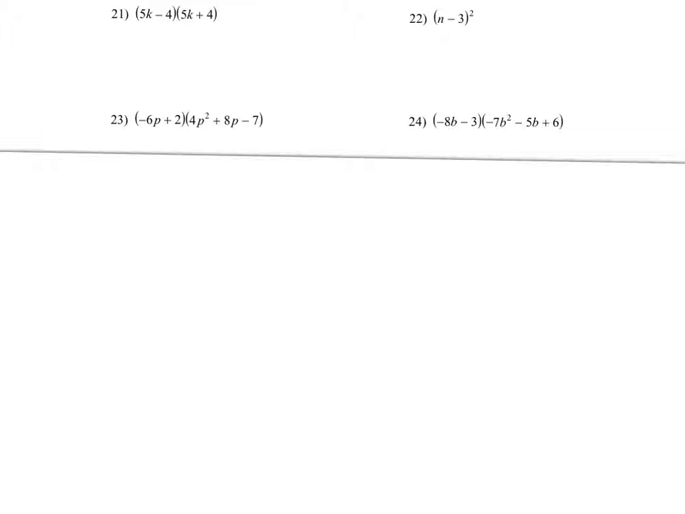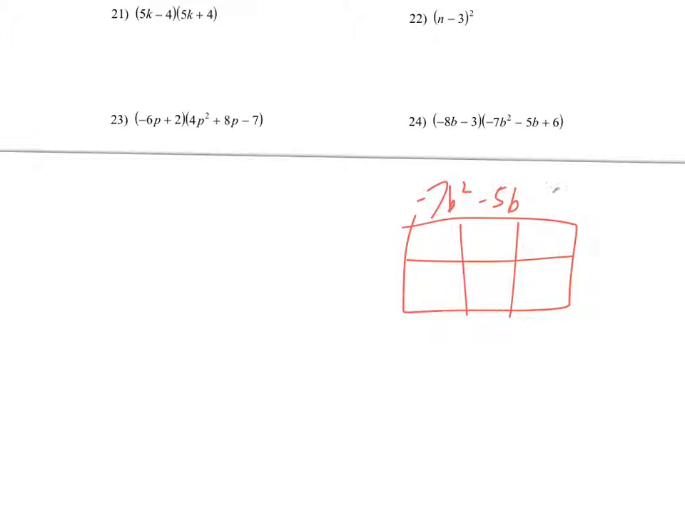All right, next up we're going to multiply these two. So I definitely like to use the box for this one because it's a lot of terms here. So I'm going to put negative 7b squared, negative 5b, and then 6, and then negative 8b minus 3. So now we multiply the big numbers. That's going to be a positive 56. And then we add the exponents, so it's going to be b to the third. Once again, multiply the big numbers, so that's going to be positive 40, and then add the exponents, it'll be b squared, and then this one will be negative 48b. Down here we have positive 21b squared, and then a positive 15b, and then a negative 18.